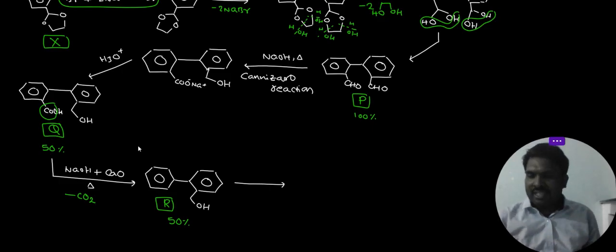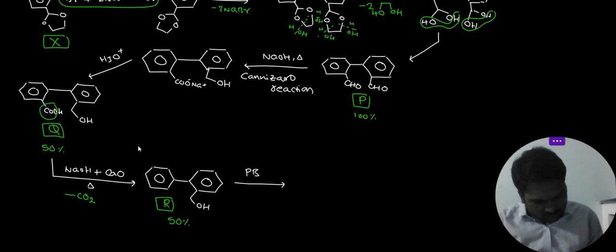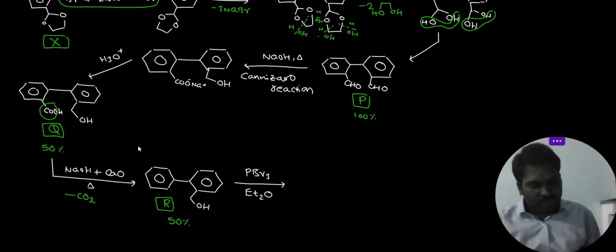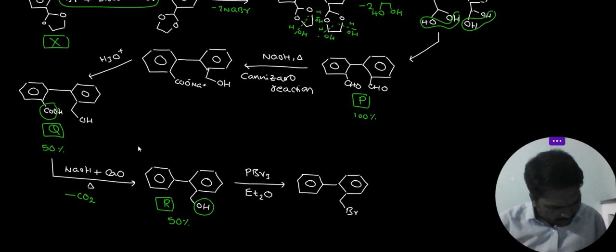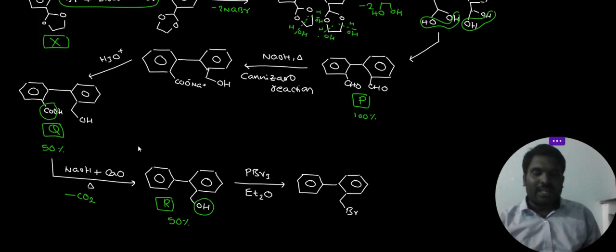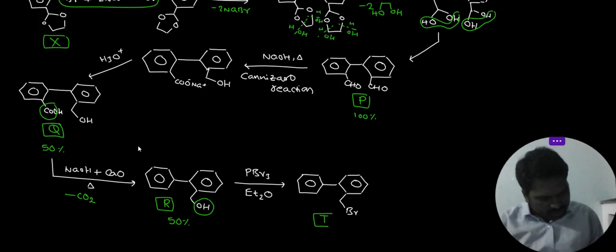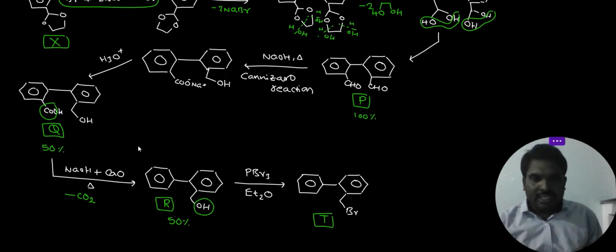Now when this R reacts with PBr3 in the presence of diethyl ether, which is the solvent, the alcohol will turn into an alkyl halide, CH2Br. This is the compound T. It is also formed with 50% yield.